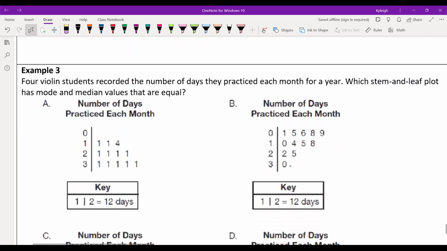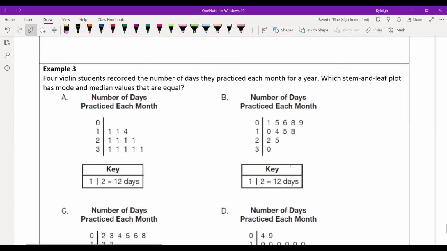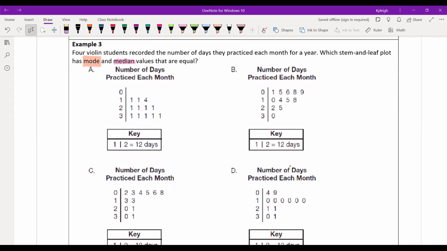Let's look at example 3. We have violin students practicing for the number of days. We have stem and leaf plots. We want to know when the mode is equal to the median. Remember, the mode is the one that occurs the most. So what you should do is go through and find the mode and the median for each. Let's do the first one together. We're going to do the mode, the one that occurs the most. There's 5 of these, so my mode is 31.